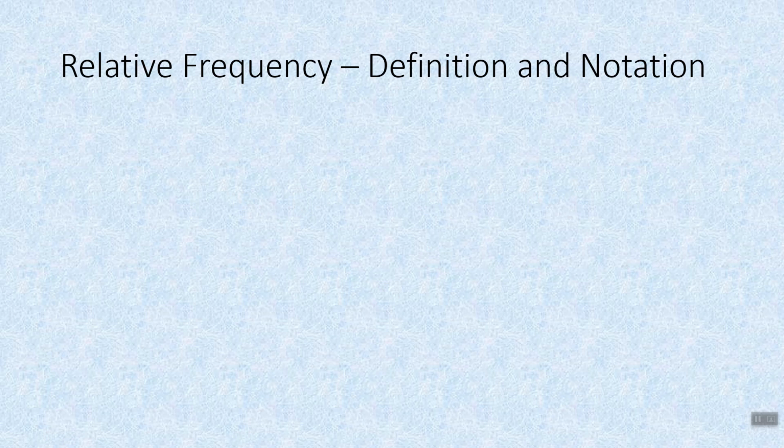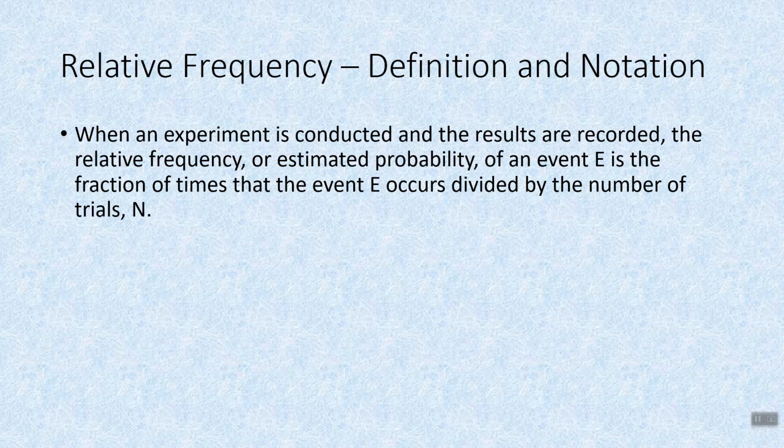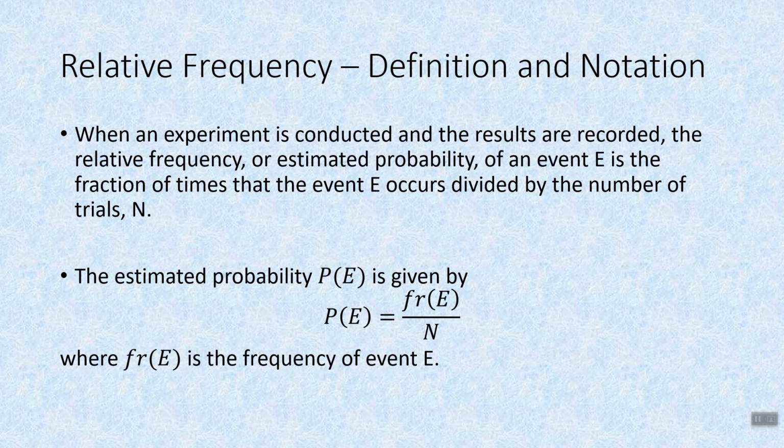So let's start talking about what the definition of relative frequency is and looking at the notation. When an experiment is conducted and the results are recorded, the relative frequency, or estimated probability, of an event E is the fraction of times that the event E occurs divided by the number of trials n. And we have this formula. The estimated probability, P of E, is given by P of E equals FR of E divided by n. FR of E is the frequency of the event E, n is the total number of trials.